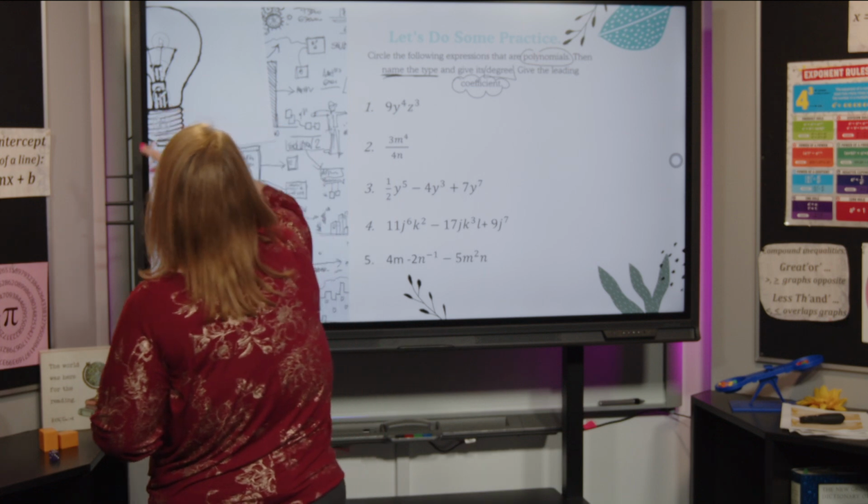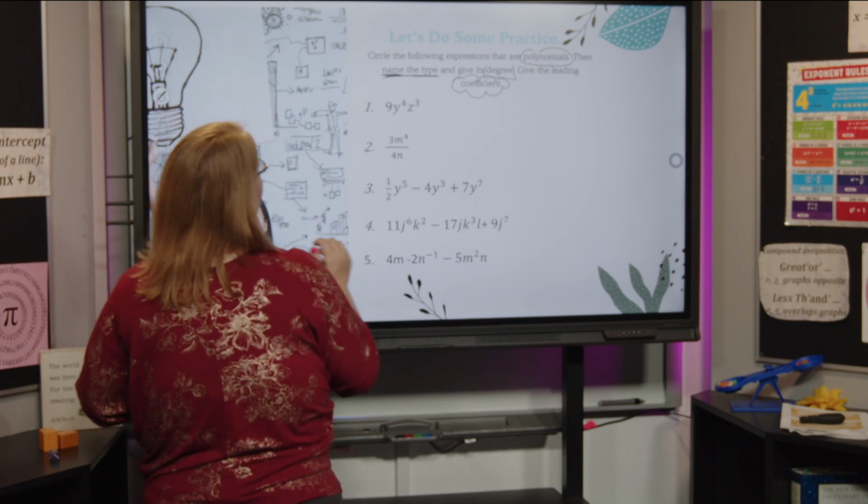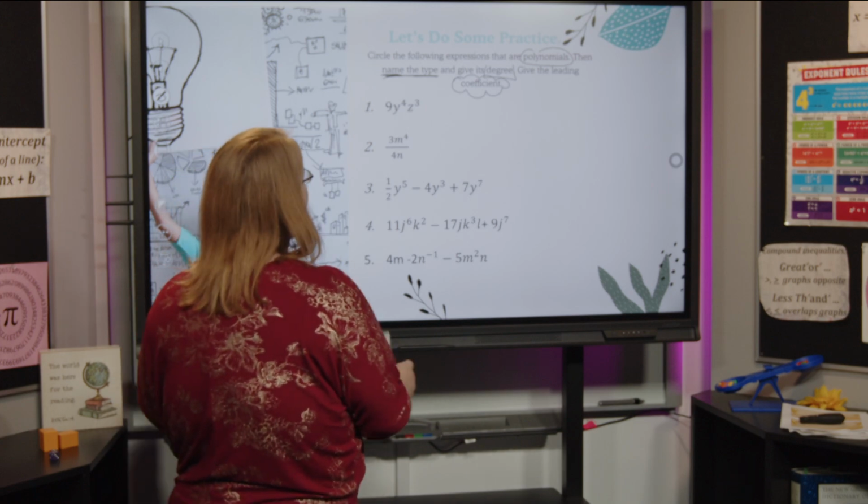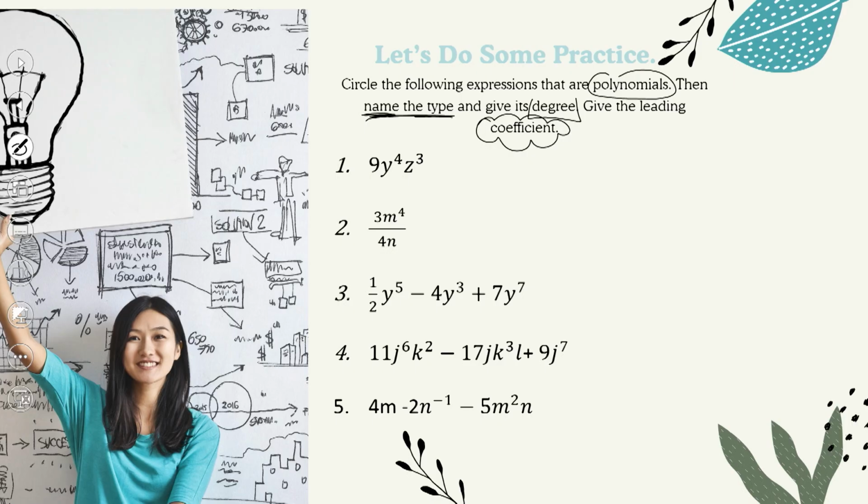Let me get a different color. So let's use blue. So when I look at number 1, what type, or is it a polynomial? I see that I have numbers and variables, and I have exponents. Exponents are whole positive numbers. So this would be a polynomial. So when I look at number 2, I notice I have a variable in my denominator. Well, that is the example of the definition that it's not a polynomial. So number 2 is not a polynomial.